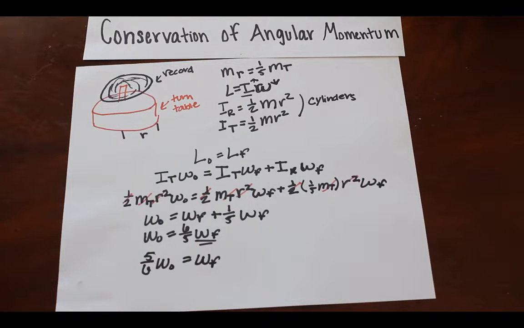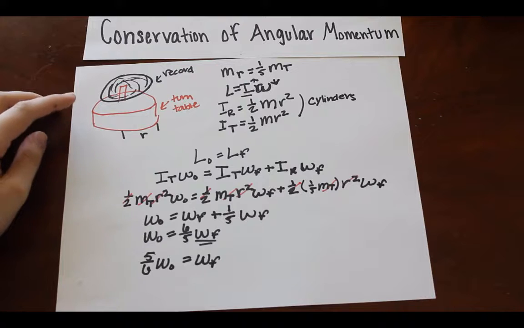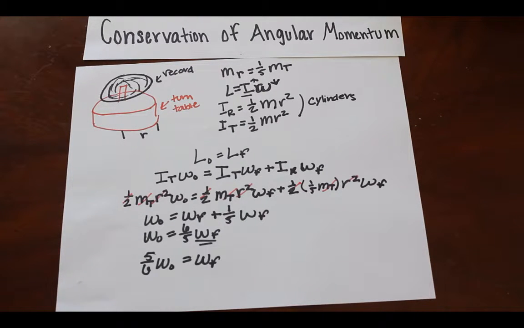Which means that the angular velocity of the record and the turntable together is only 5/6 of that of just the turntable. So it really did not lose that much angular velocity, which is expected because the record is not nearly as heavy as the turntable is, so it doesn't take that much away.